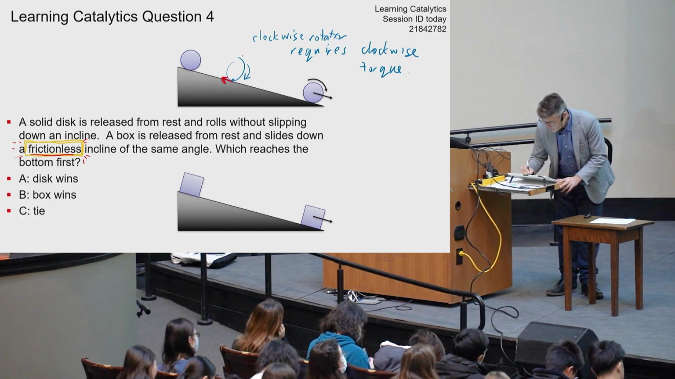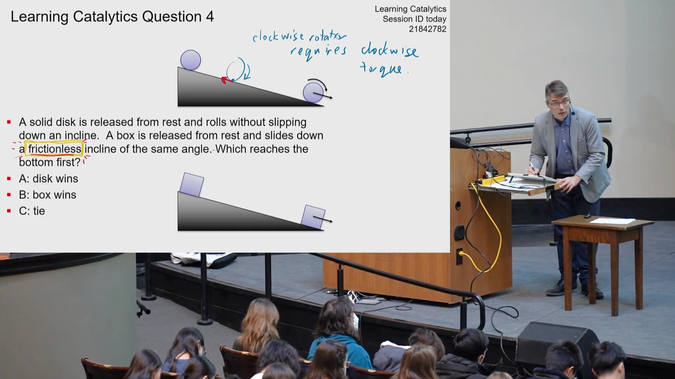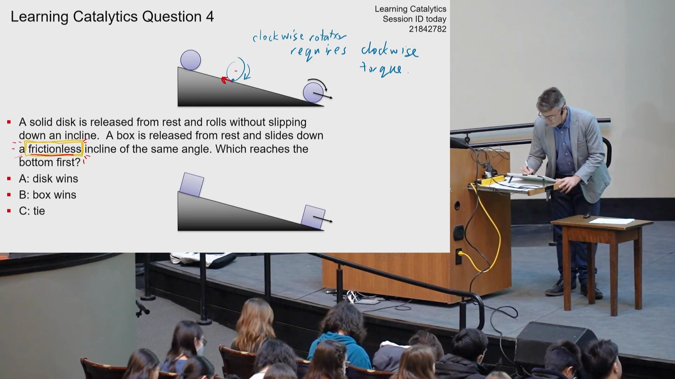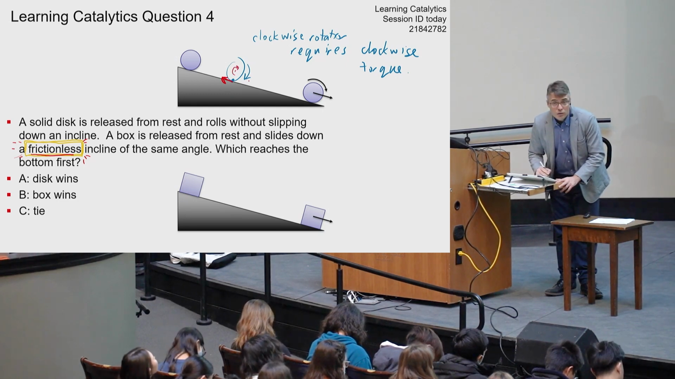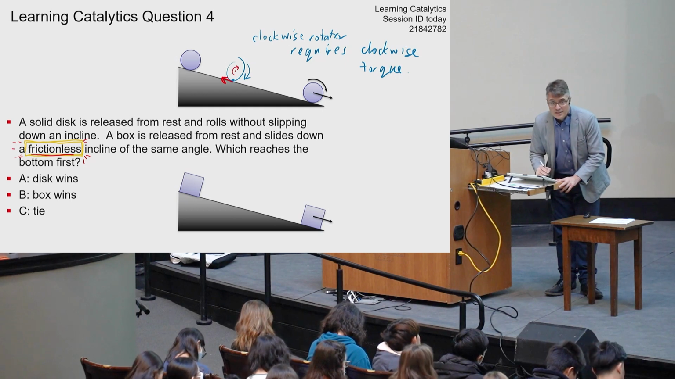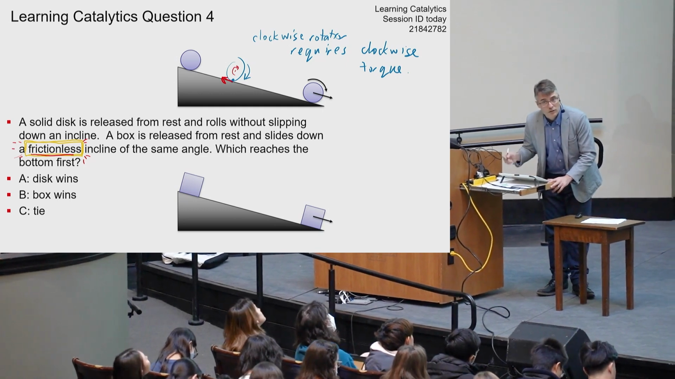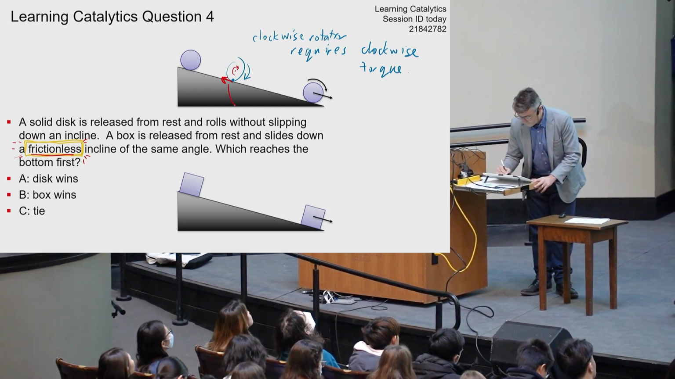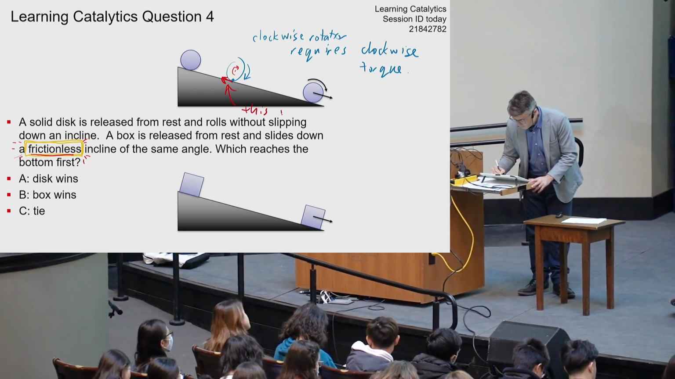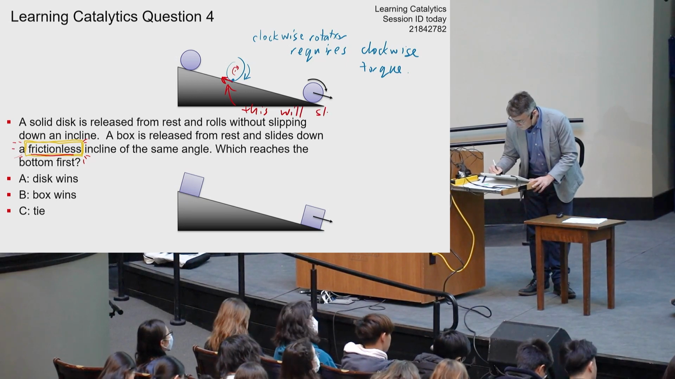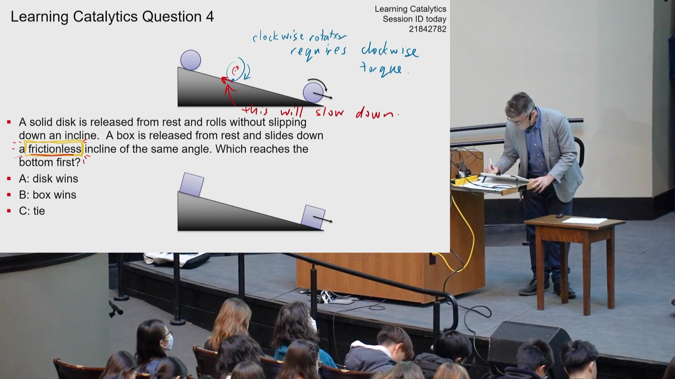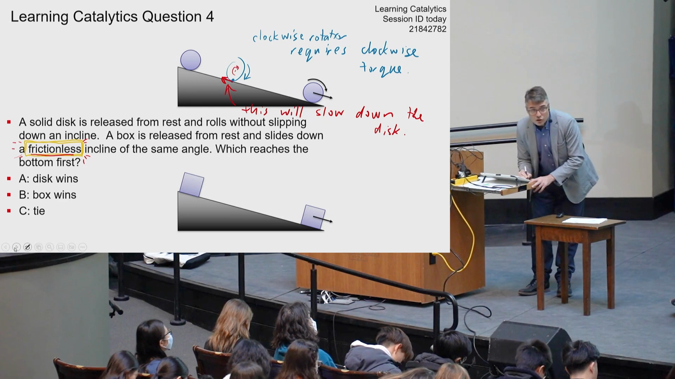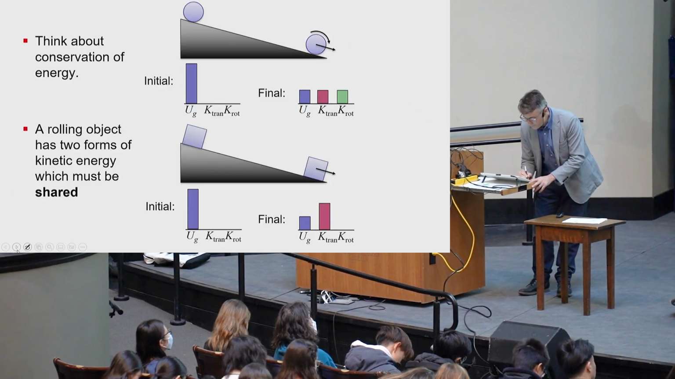To the left. That gives it the clockwise torque around its rotation axis right there. Okay. So remember, static friction is as needed. It's needed here to make the thing go clockwise. And that's going to slow the whole thing down. This will slow down the disk, I think.